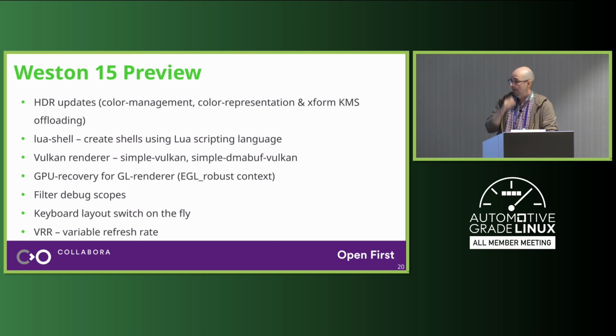Another interesting feature is this EGL robust context EGL extension. So whenever the GPU encounters an error, it will emit a GPU fault. With this, we are able to trap and handle this error. What this means is that the compositor can reinitialize the GL renderer without actually being taken off or abruptly terminated. At the same time, obviously, the clients that are running on top of the compositor would also be alive.